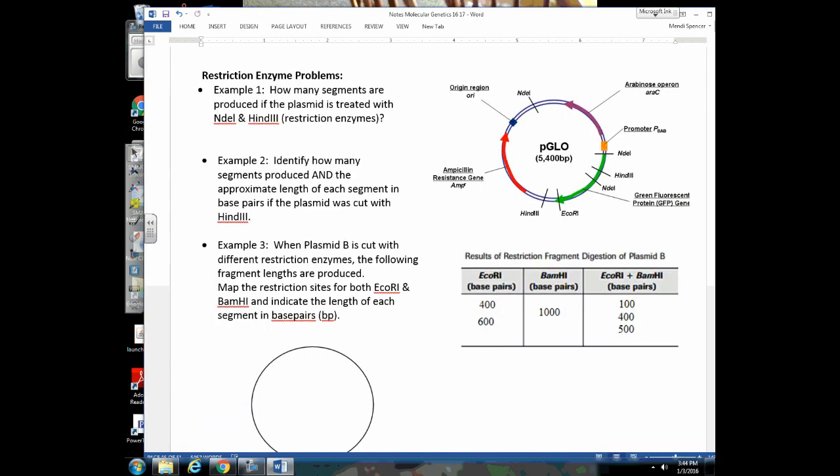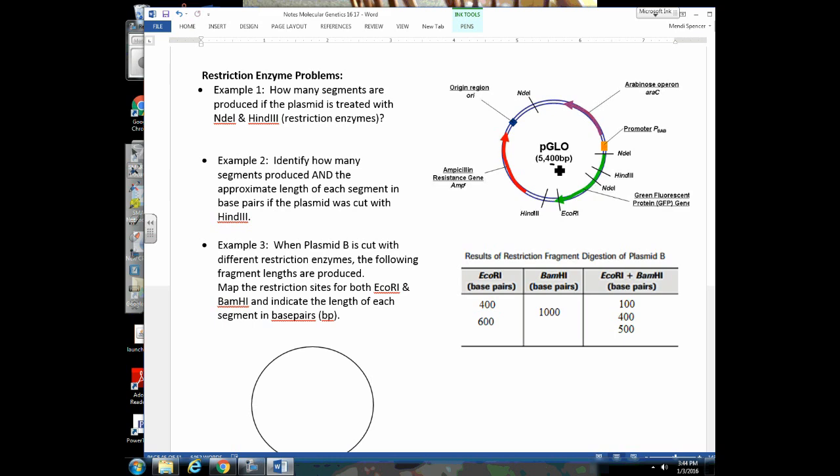Now I want to take a second to show you problems related to restriction enzymes, plasmids, and restriction sites. These can be simple problems, but not if you haven't seen them before and practiced them before. So here I have a plasmid, and oftentimes they're going to indicate how long in base pairs this piece of DNA is. So this one is 5,400 base pairs long. So it's a pretty small segment of DNA.